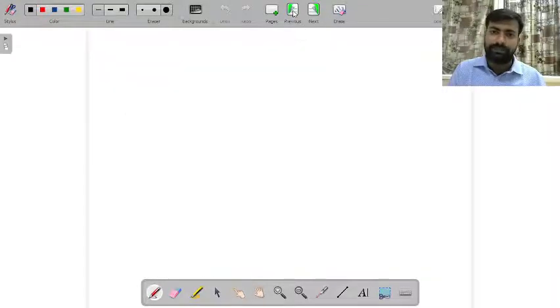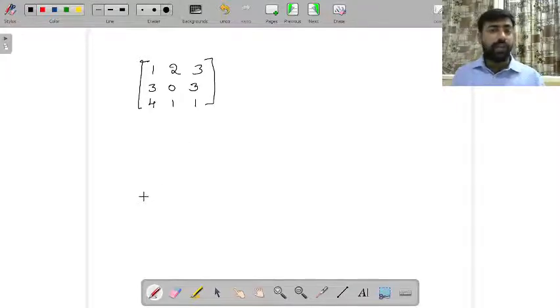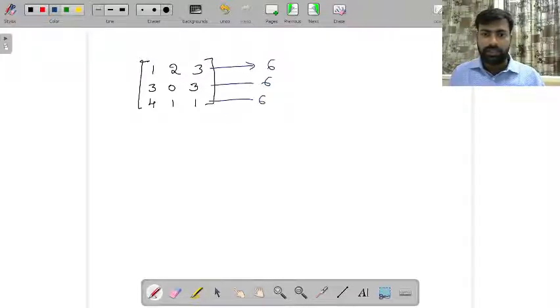Okay, let's see. See here, I'll create a matrix like this: 1 2 3, 3 0 3, 4 1 1. Now this is the matrix, and if you ask me one of its eigenvalues, first let me observe this matrix. You look at the sum of the entries in each row. You see this is 6 and this is 6 and this is 6. So the row sum is equal, row sum is equal to 6. So therefore definitely 6 is an eigenvalue.